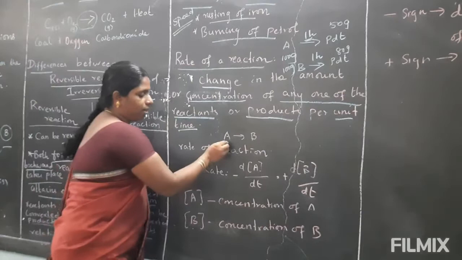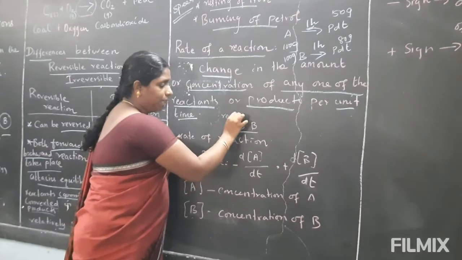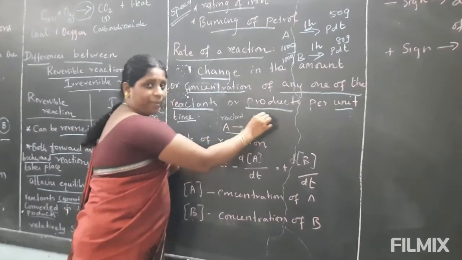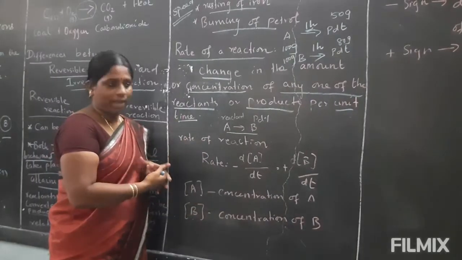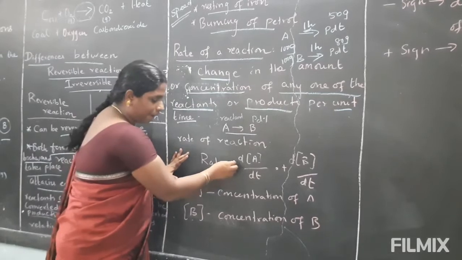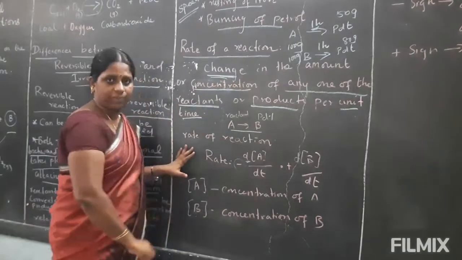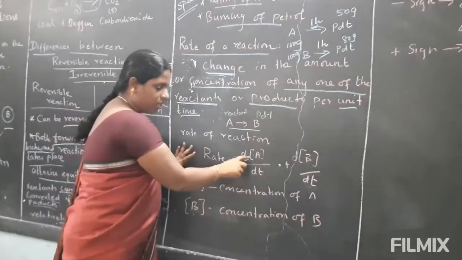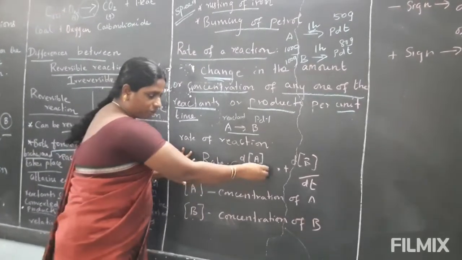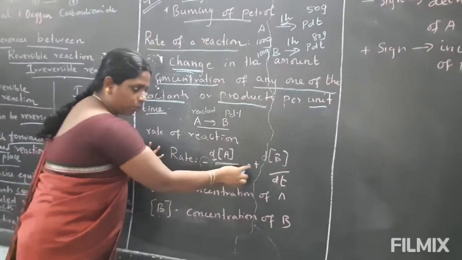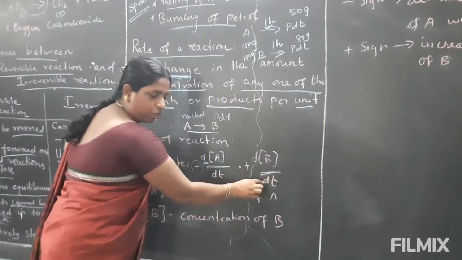Let me consider one example. A is a reactant and B is a product. How do we express the rate of a chemical reaction? Rate is equal to minus d[A]/dt. Here d means change, differentiation. The square bracket means concentration, so [A] is the concentration of A, with unit time, equal to plus d[B]/dt, the change in B with unit time.